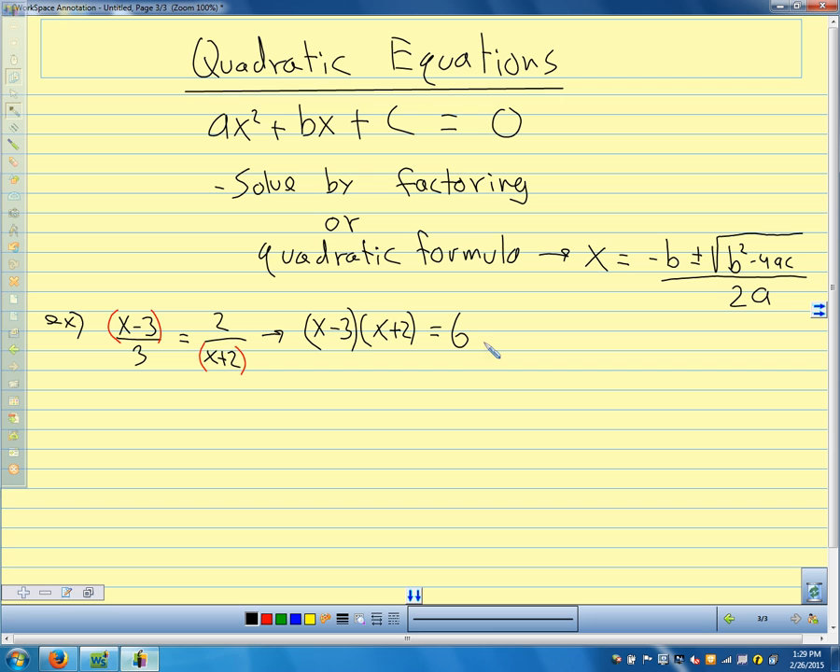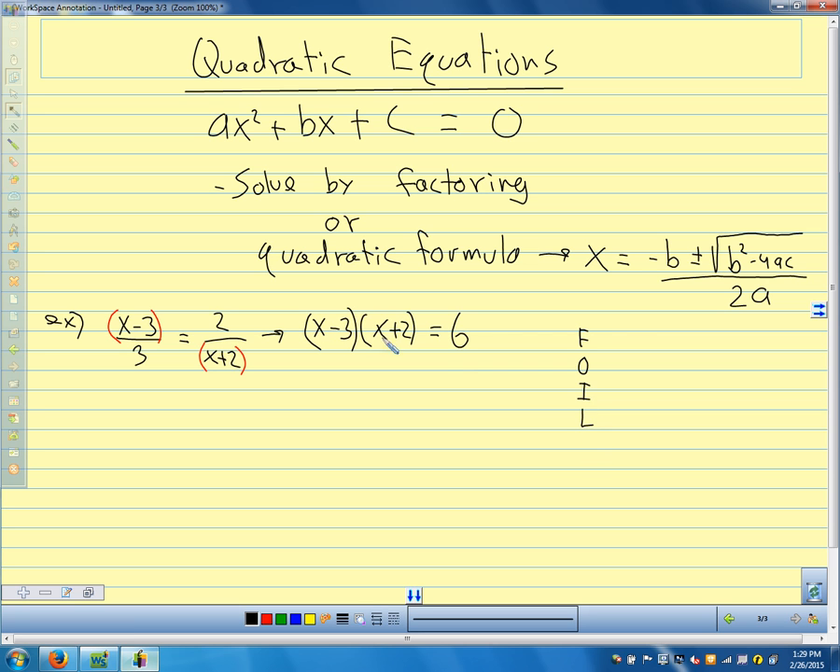Now what do I have to do with these parentheses? Well, we do have to FOIL. They're already factored. We need to FOIL to multiply these together. If it helps you, you can write FOIL over here. Remember, FOIL means first, outside, inside, last.